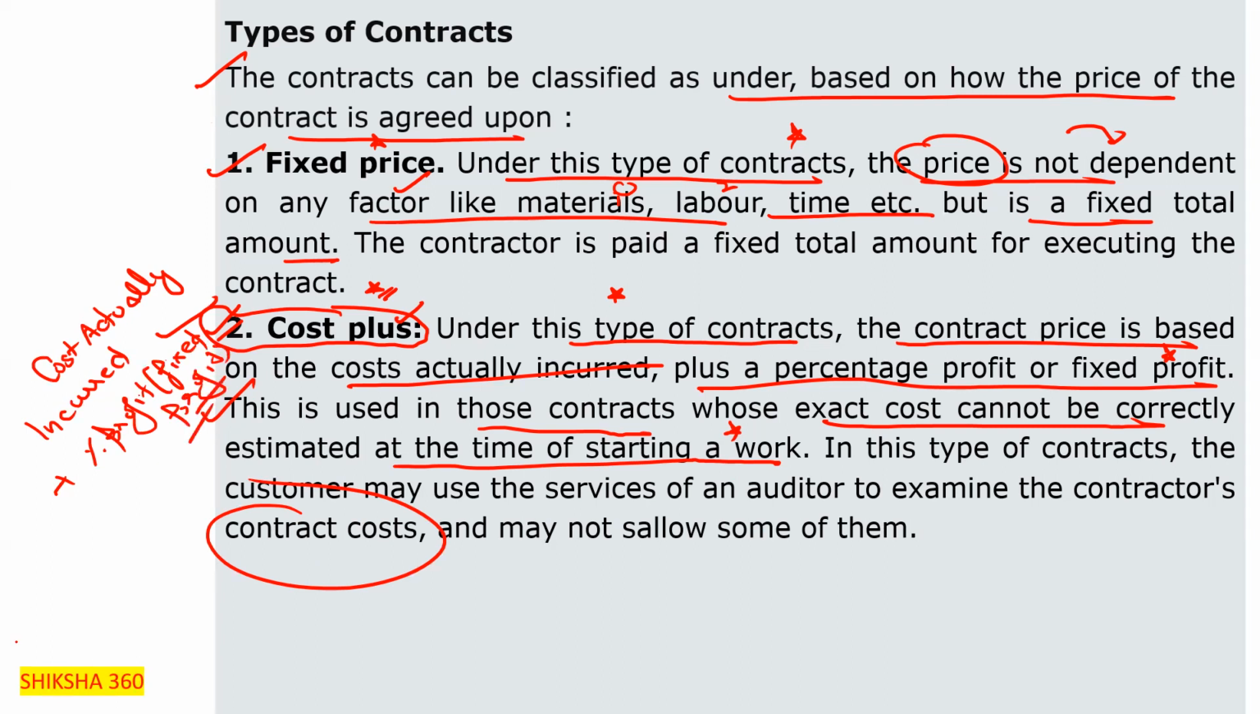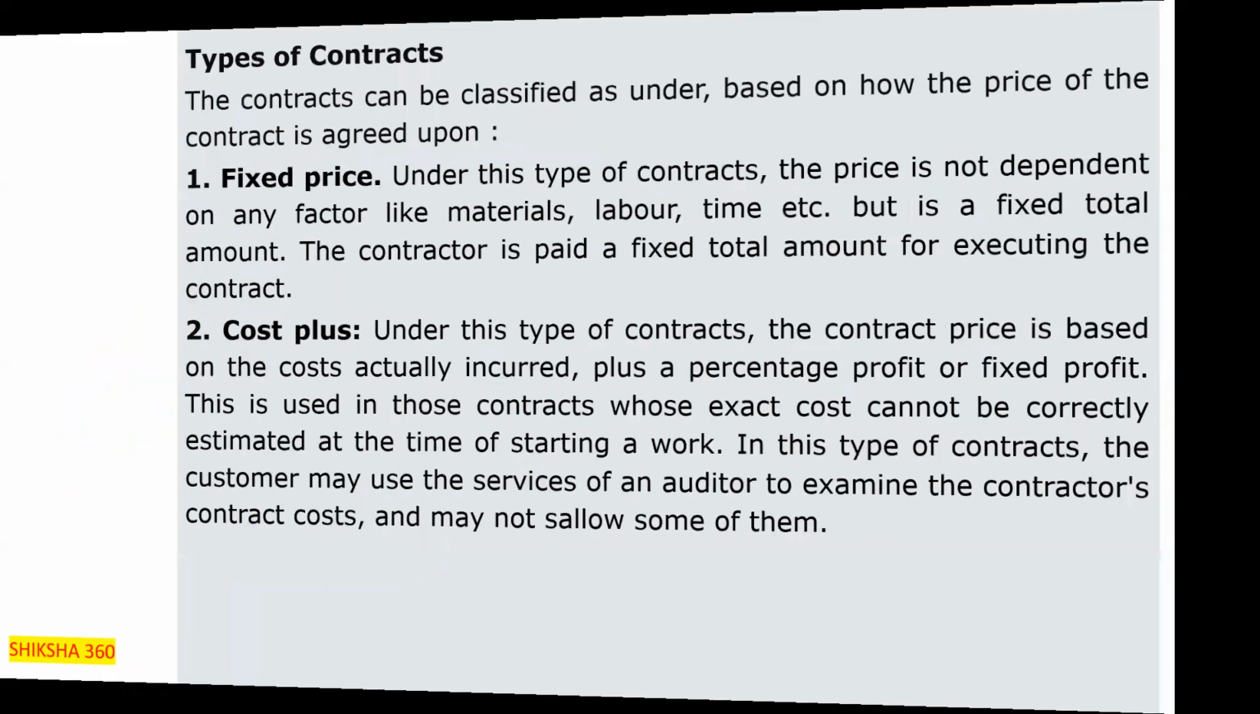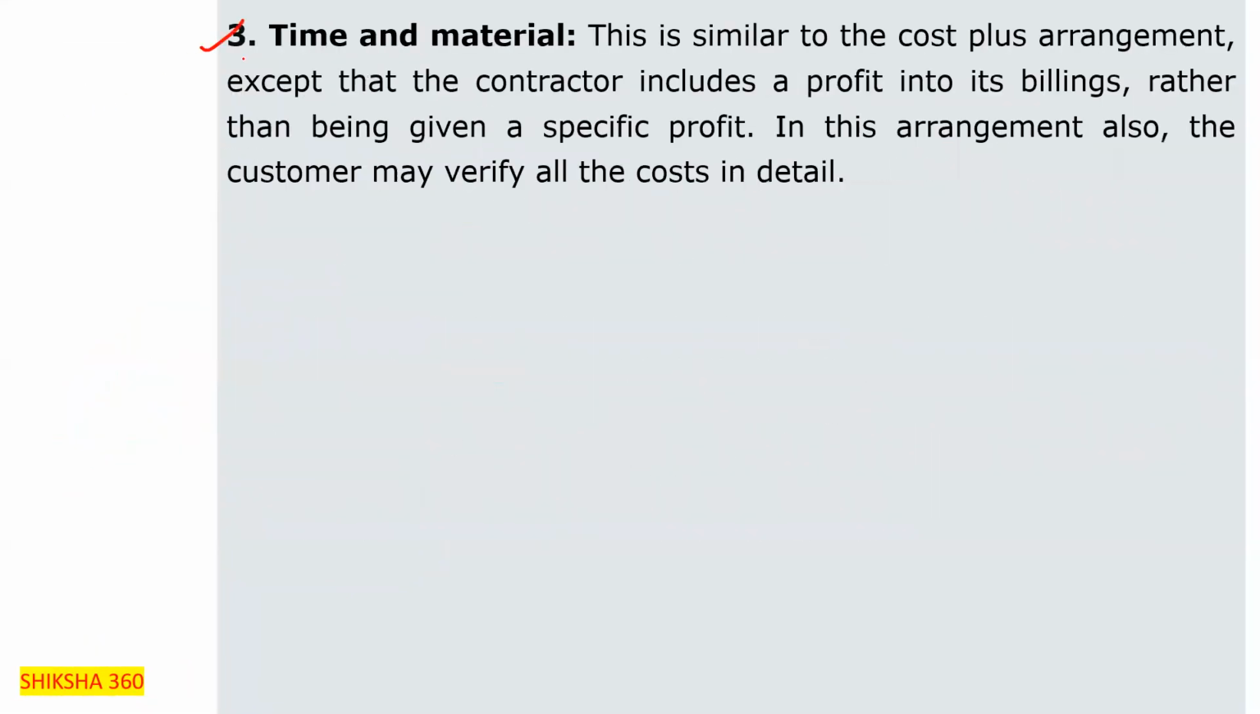So fixed price we have covered, cost plus we have covered. Next one is time and material. The third one we have to cover here is the time and material. This is similar to the cost plus arrangement, except that the contractor includes the profit in its billings rather than giving a specific profit.